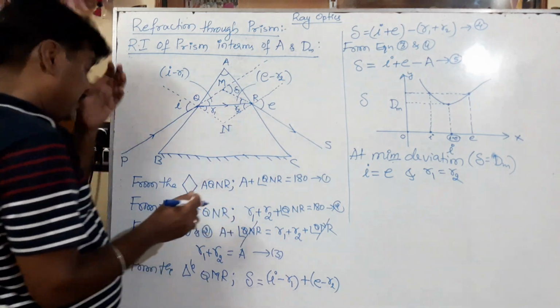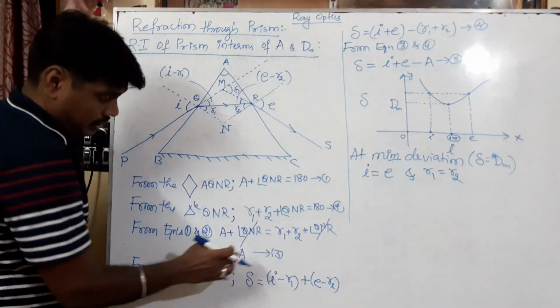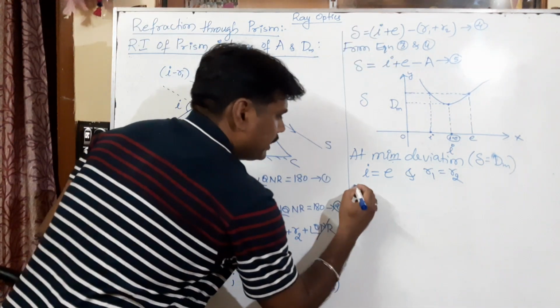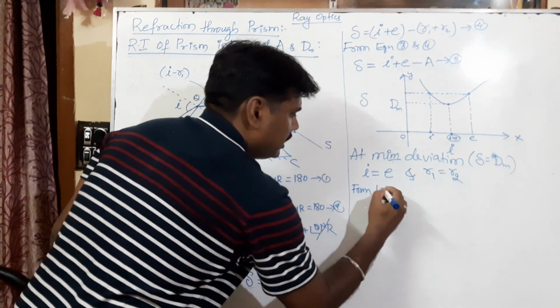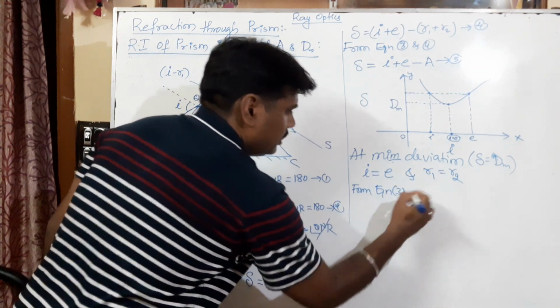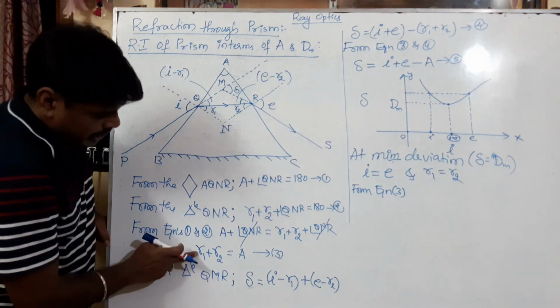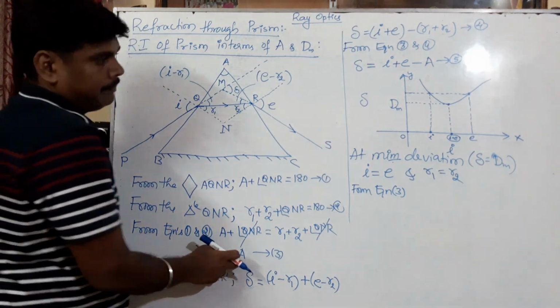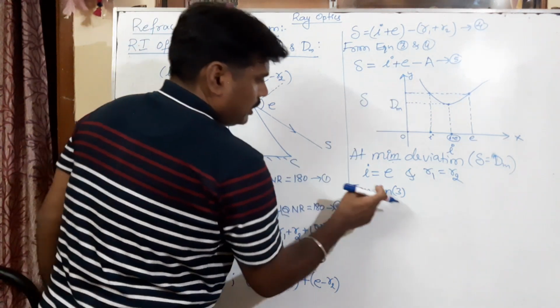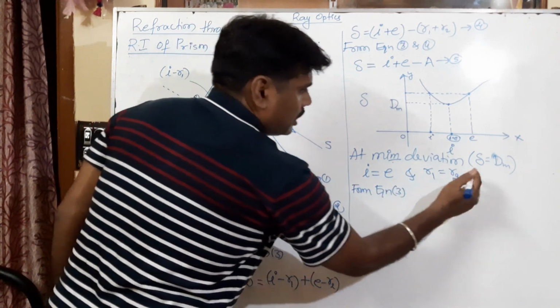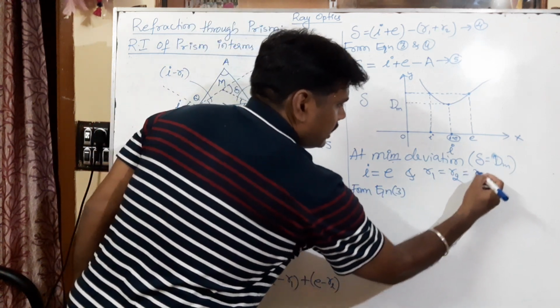Now apply this condition for both equations 3 and 4. Now I want to consider equation number 3. So what is equation number 3? R1 plus R2 is equal to A. It means R1 is equal to R2. Let us consider this common value as R.